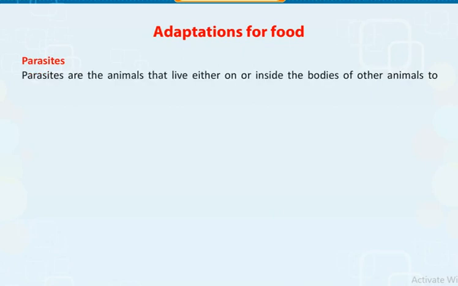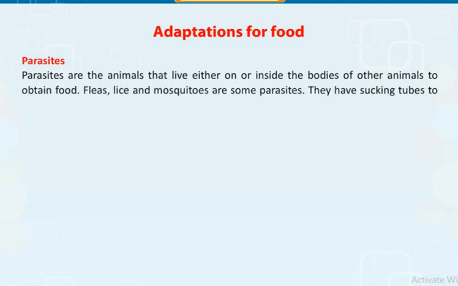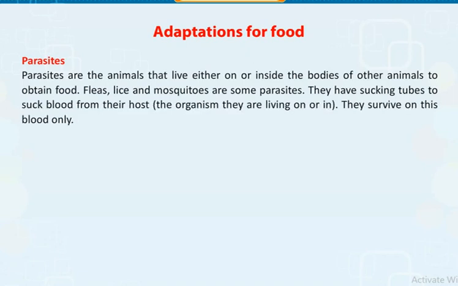Parasites. Parasites are the animals that live either on or inside the bodies of other animals to obtain food. Fleas, lice, and mosquitoes are some parasites. They have sucking tubes to suck blood from their host, the organism they live on or in. They survive on this blood only.